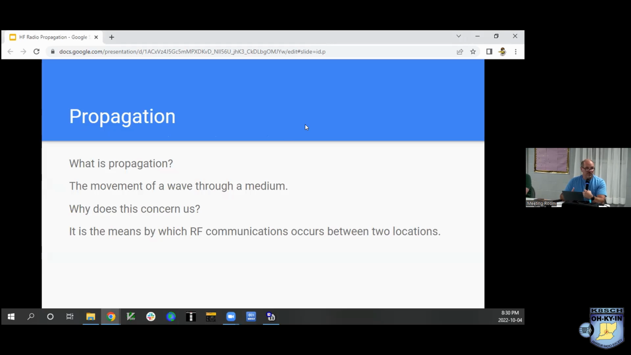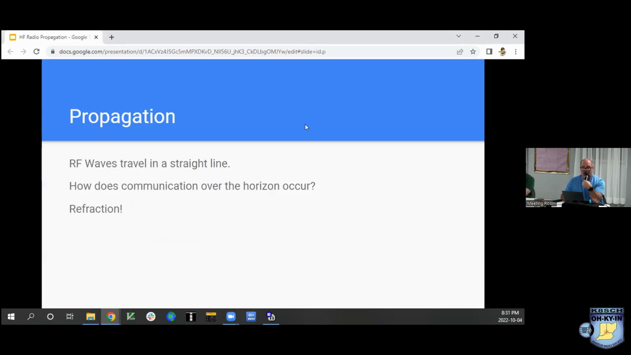Why does this concern us? Because this is how RF communications between two locations occurs. We propagate through a medium. It's not the ether. Don't worry about that. We're not getting into that kind of goofy stuff. But essentially, RF waves travel in a straight line.